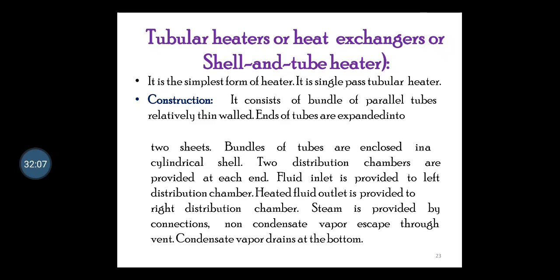As far as the construction of these tubular heaters is concerned, it consists basically of a bundle of parallel, relatively thin-walled tubes. Ends of the tubes are expanded into the two tube sheets. The bundle of tubes is enclosed in a cylindrical shell. Two distribution chambers are provided, one at each end. Fluid inlet is provided to the left distribution chamber. Heated fluid outlet is provided to the right distribution chamber. Steam is provided by connections. Non-condensable vapor escapes through the vent and condensate drains at the bottom.